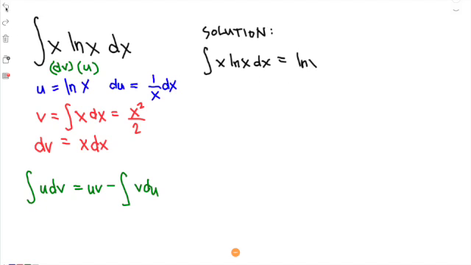Alright, let me write that down in a different color. So u is ln x, v is x squared over 2. So that is the first part of our answer. You just multiply u times v once you identify them correctly. So the next part would be the integral of v.